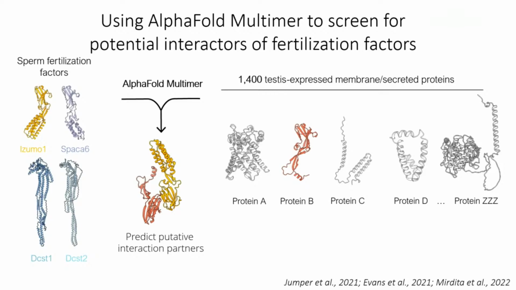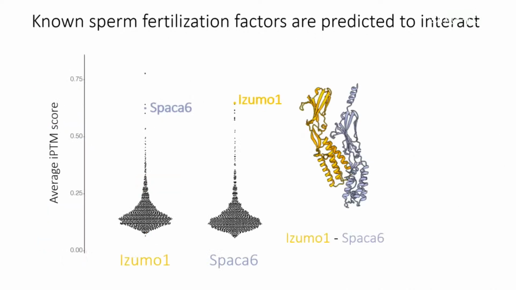In this AlphaFold screen, I would only like to focus now on Izumo and SPACA6. We asked whether, pairwise, Izumo or SPACA6 would interact with any of these other 1,400 testis-expressed membrane proteins. And the result was very revealing. What is shown here is an iPTM plot that gives you the confidence in how much AlphaFold believes that an interaction would take place. High here means that there is a high confidence that Izumo is interacting with SPACA6, and similarly SPACA6 was predicted to interact with high confidence with Izumo.